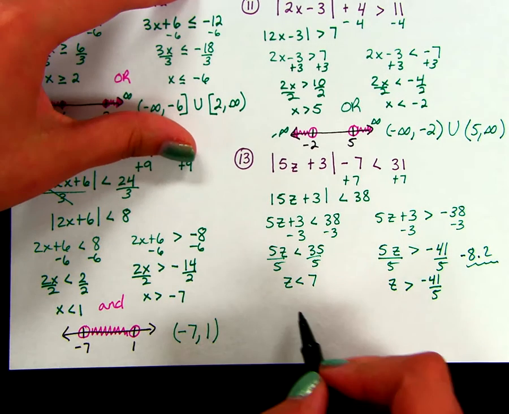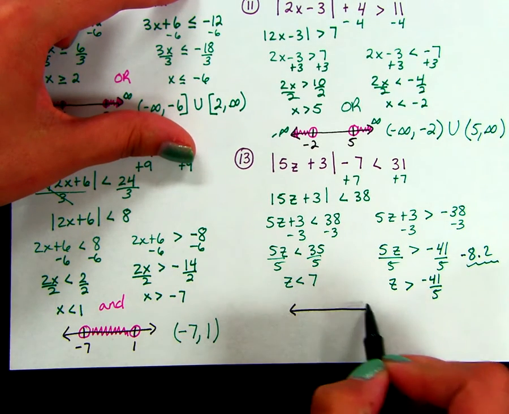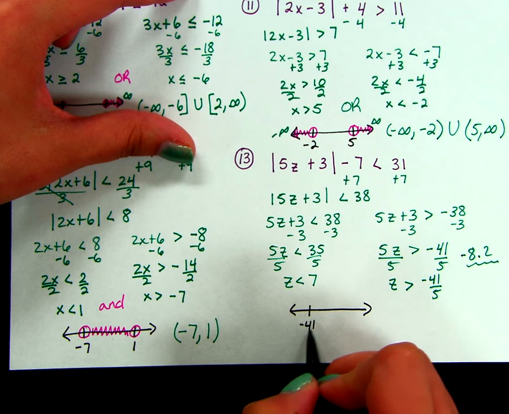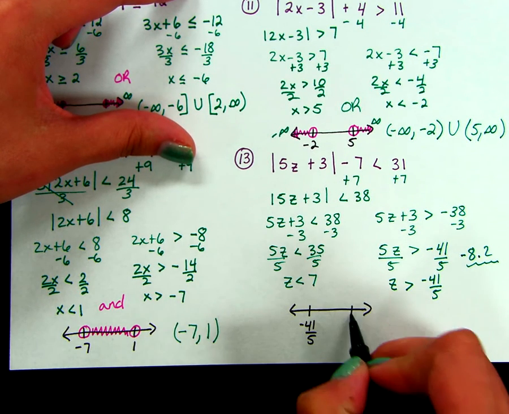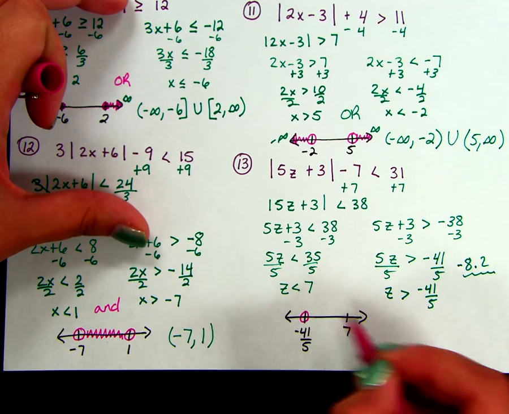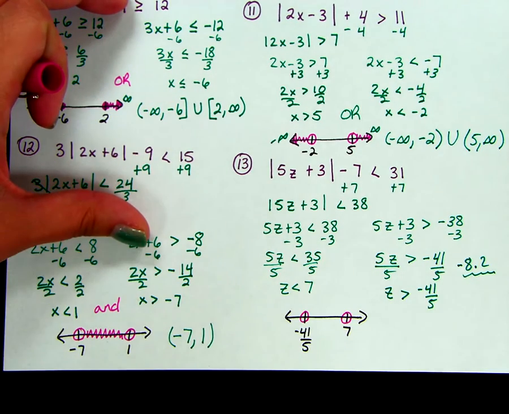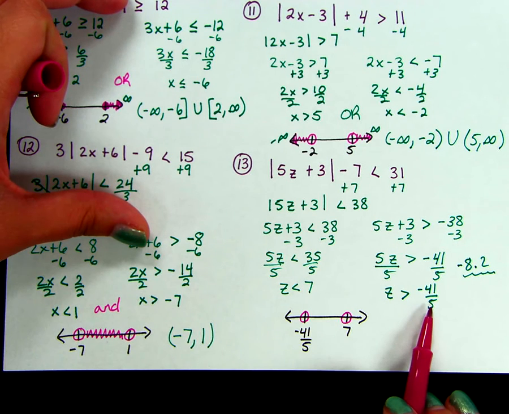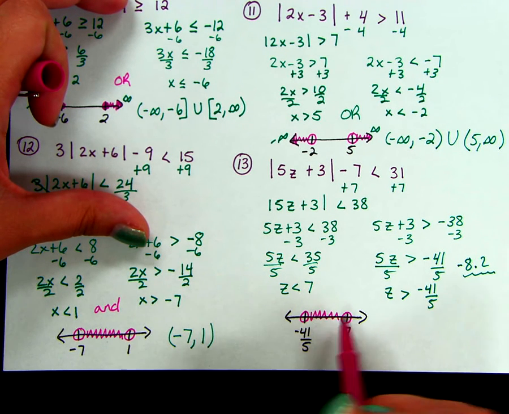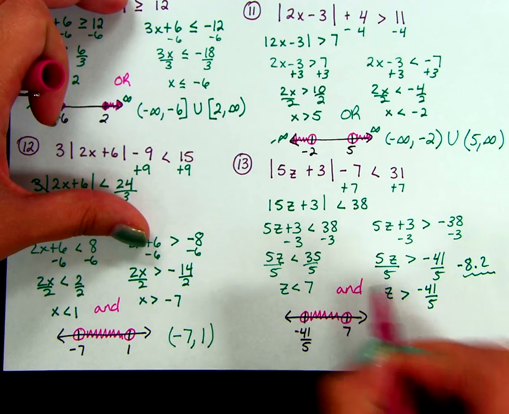All right, so let's make our number line. So since this is negative, it's going to go on this side. So negative 41/5, 7 goes here. We're going to have open circles. Okay, and if I'm looking, we are shading to the right of our negative number, to the left of our positive number. So again, it's going to be in between here. So that means that this is an and statement.